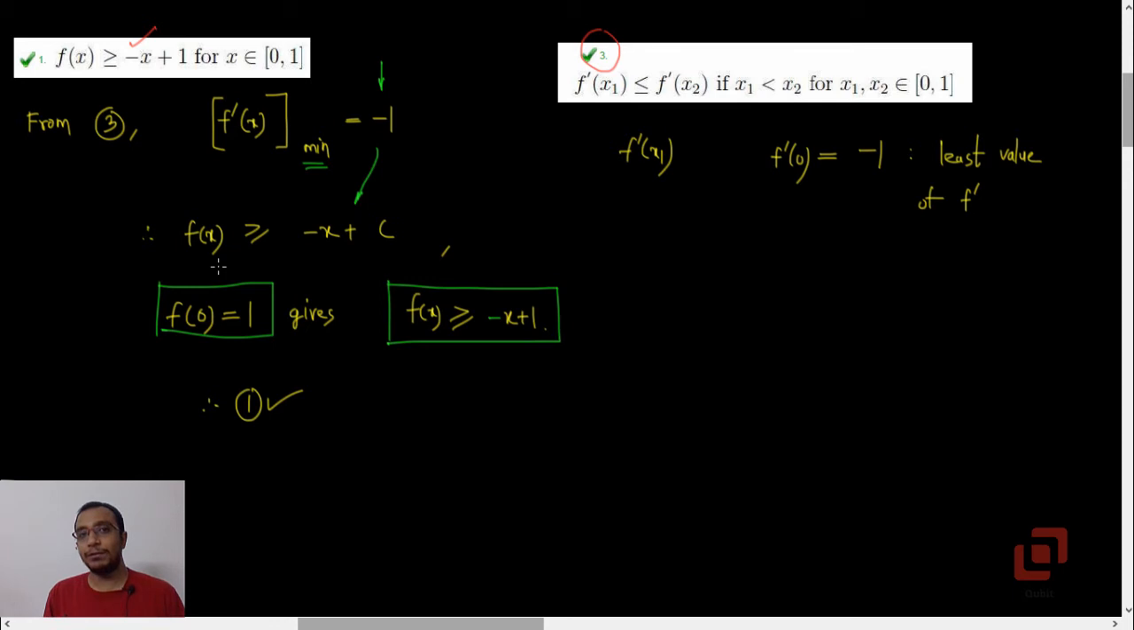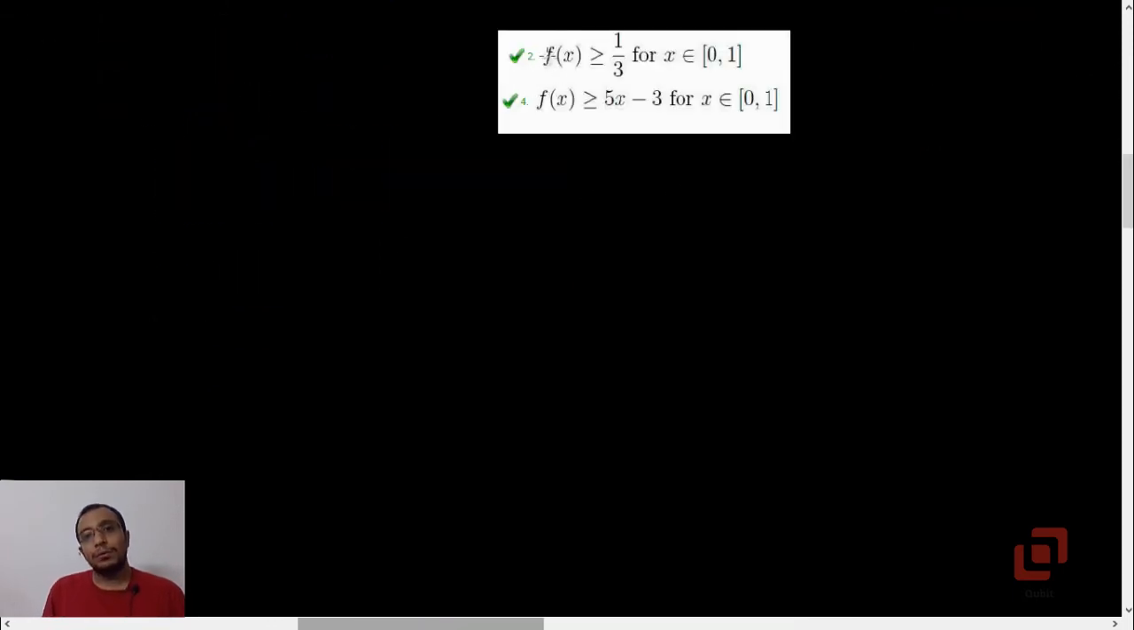Let us go to options 2 and 4, which are connected to each other, so let us discuss them together. In option 2 we have f of x greater than or equal to 1 upon 3, and in option 4 we have f of x greater than or equal to 5x minus 3 for all values of x in the closed interval 0 to 1. Now we note that in the options there are 3 lines given to us. The first one is y equal to minus x plus 1, which we discussed just now in the previous option. The other line that we have is y equal to 1 upon 3, and the third line is y equal to 5x minus 3.